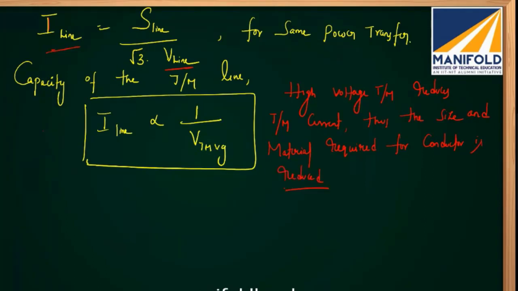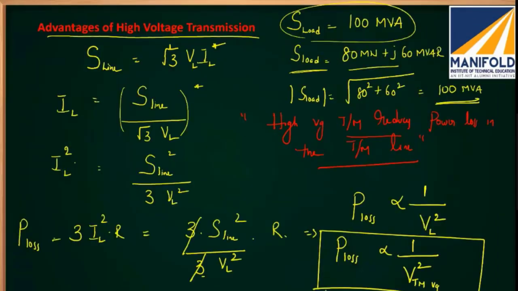Okay, here this is important: for the same power transfer capacity, that means S line is constant here. This is the second advantage.